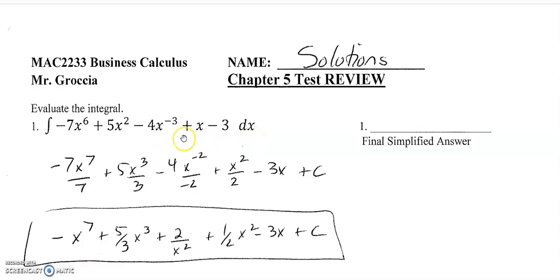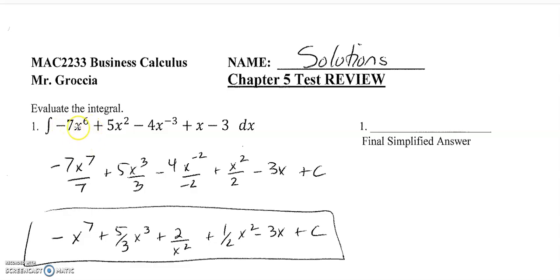So we want to make sure first that it is set up, and what I mean by that is we have a coefficient, variable, exponent, so everything is okay, so we don't need to rewrite the original. So to take an integral, you add 1 to the exponent and divide by it. The number in front stays in front.